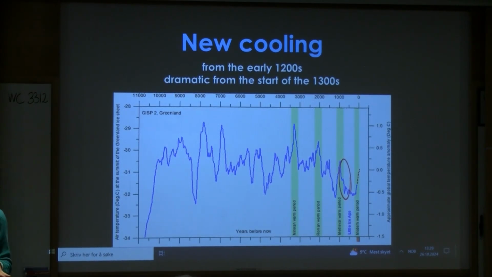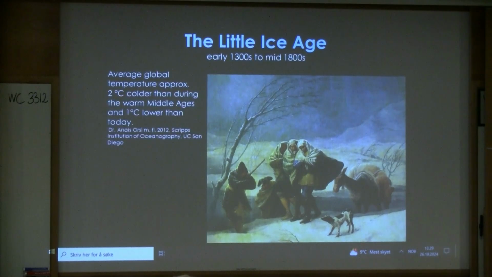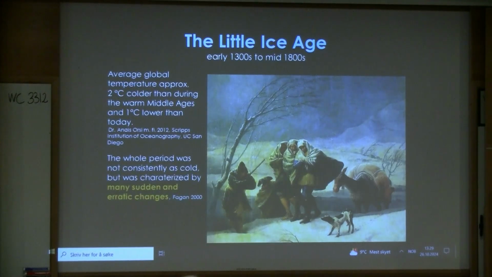A new bad period had to come, and it started already to get more unstable during the 1200s, but the really dramatic change happened from the early 1300s. Then the Little Ice Age started. The global temperatures dropped. They were approximately 2 degrees colder than they had been during the Middle Ages, and at least 1 degree lower than today on average.